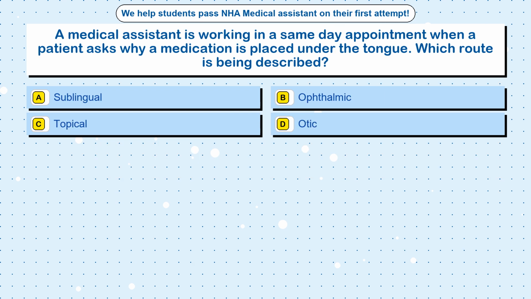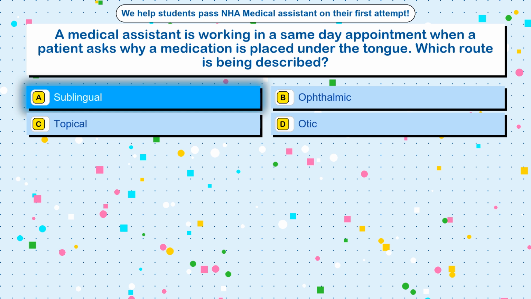Question 47. A medical assistant is working in a same-day appointment when a patient asks why a medication is placed under the tongue. Which route is being described? Option A, sublingual. Option B, ophthalmic. Option C, topical. Option D, otic. The correct answer is option A, sublingual.